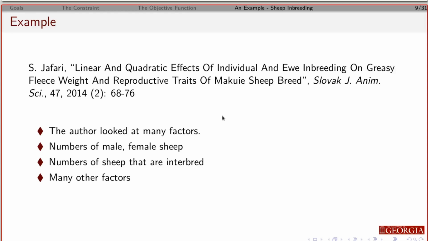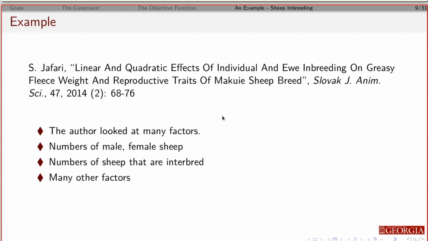And in this paper, the author looked at a lot of things. He looked at the number of female sheep. The author looked at how much interbreeding had been occurring. So what's important here is if you have certain sheep that are producing more wool or more fleece, then you want to make sure that those sheep are breeding and will make up the bulk of your flock.